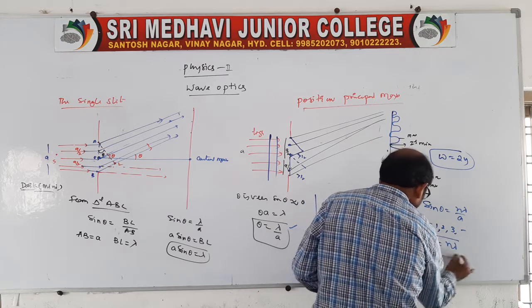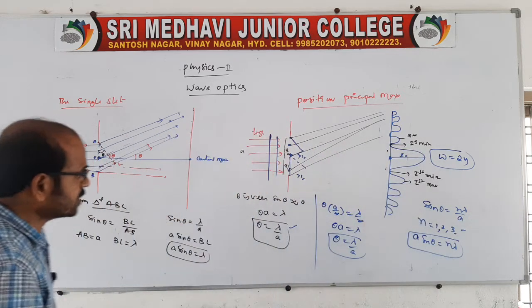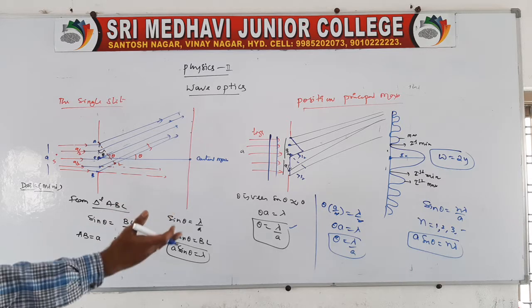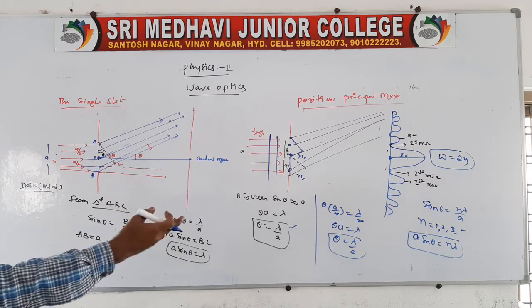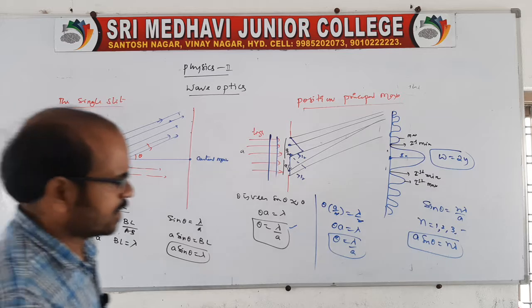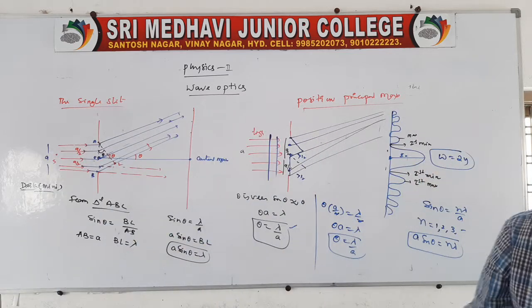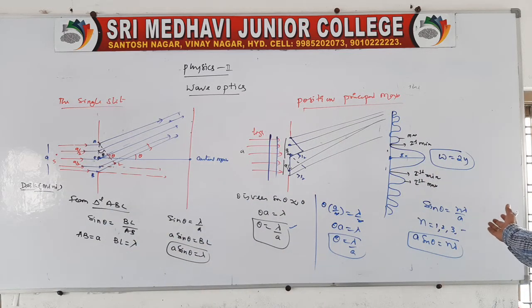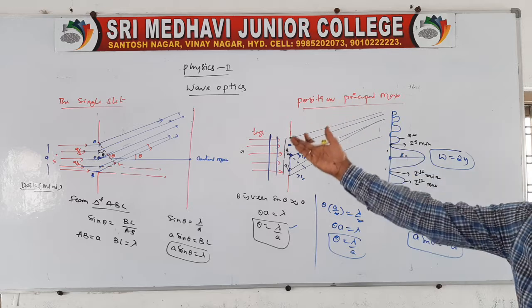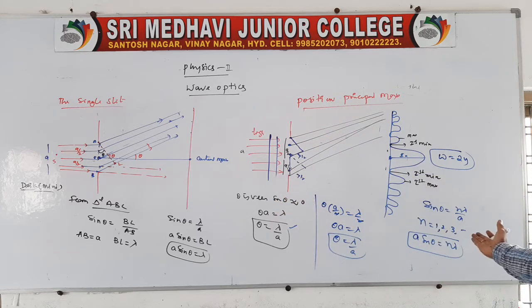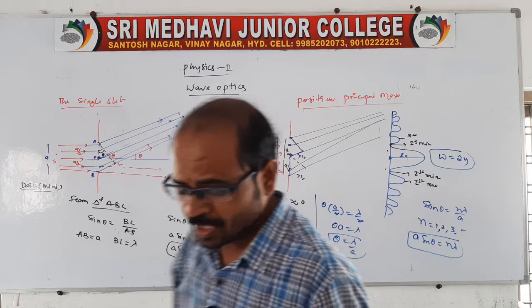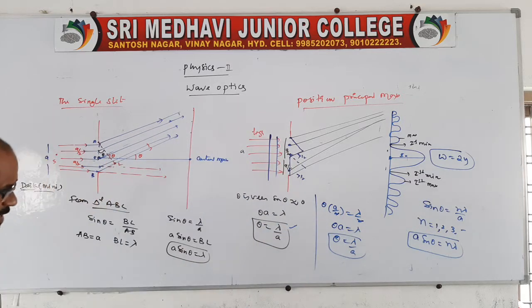This is the condition for what? The minima condition. So, the minima condition is A sin theta equal to n lambda. Lambda is nothing but the wavelength, and n you take as 1, 2, 3. Therefore, by using the single slit experiment, A sin theta equal to n lambda is the minima condition, so we can expect zero intensity in the diffraction pattern.